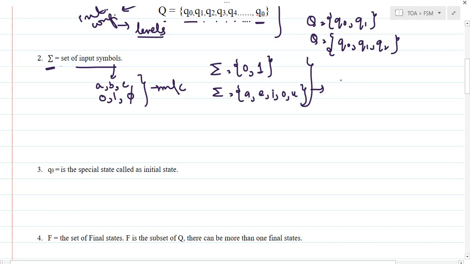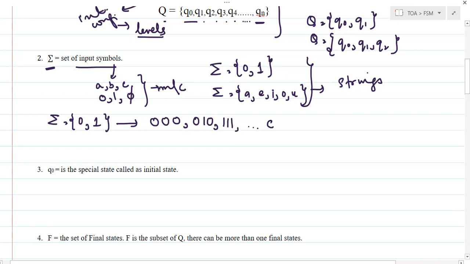From these symbols we can make strings. Say for example we have sigma equal to {0, 1}. The possible strings that we can make out of this are 000, or 010, or 111, or anything that just contains zeros and ones. Similarly, for example, we have sigma equal to {A, B}. For that the possible strings can be AA, BB, ABA, etc. See here, the strings only contain those symbols that are present in our sigma.